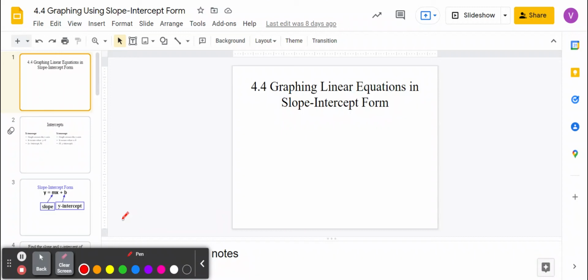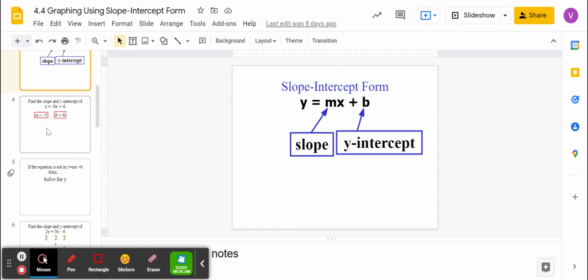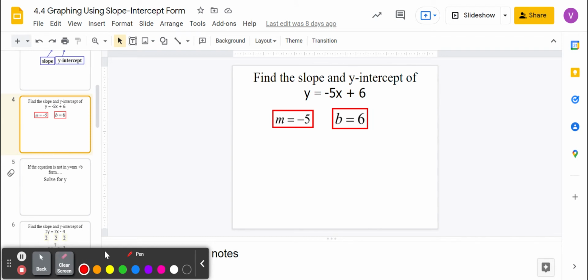In lesson 4.4, we're going to be looking at slope-intercept form. Now, the equation for slope-intercept form is y is equal to mx plus b. Y is isolated, it's by itself. M is going to be your slope, so that's multiplying x. And the b is going to be your y-intercept. This could be a positive or a negative number. Now, if you have the slope and you have your y-intercept, you're able to graph a line.